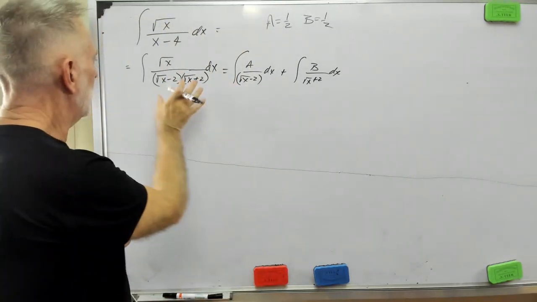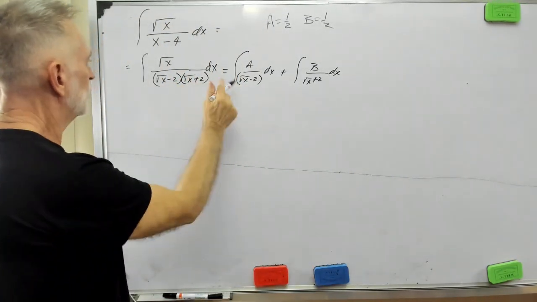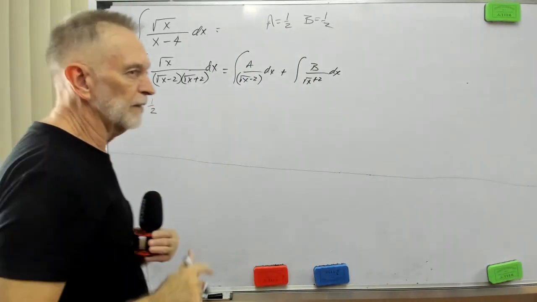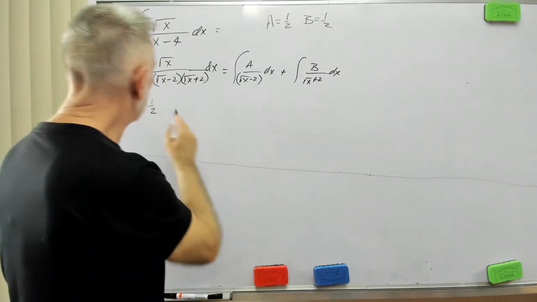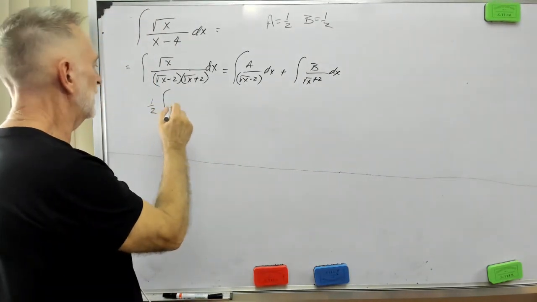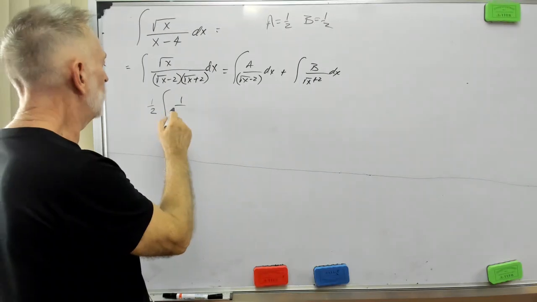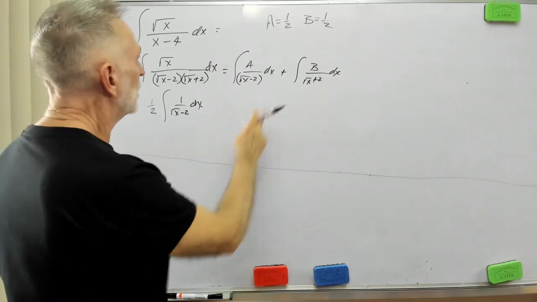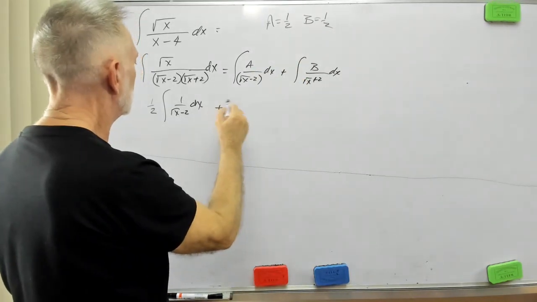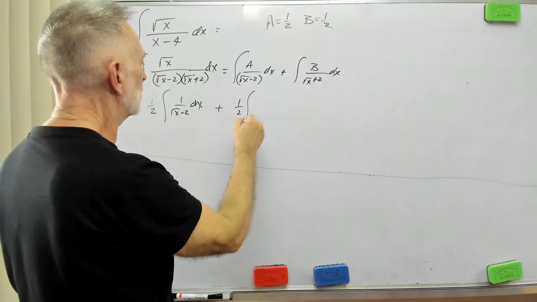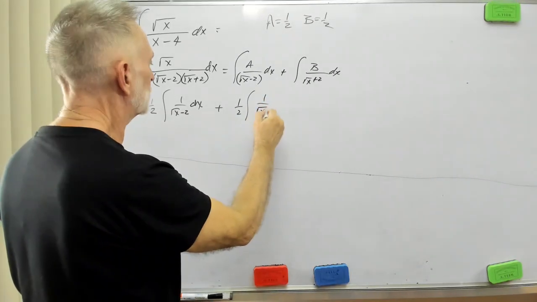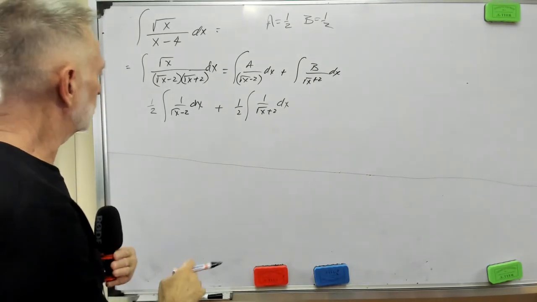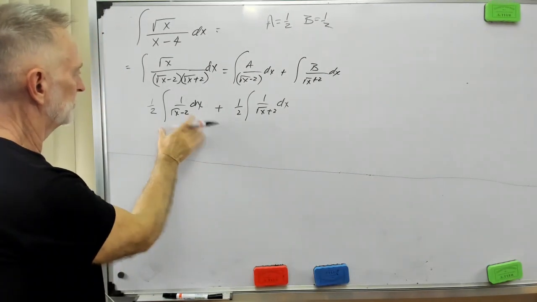All right, so we would have this integral equals 1/2. Now, since we have the constant multiple rule, I can pull that 1/2 to the outside. That's 1/2 times the integral of 1 over square root x minus 2 dx, plus b, which is 1/2 the integral of 1 over square root x plus 2 dx. So those are my two integrals. So let's work with this one.